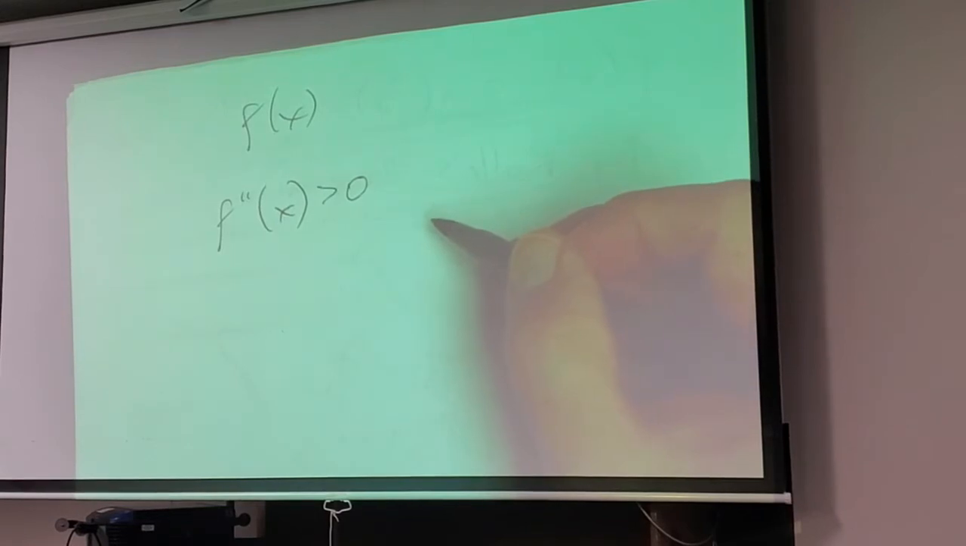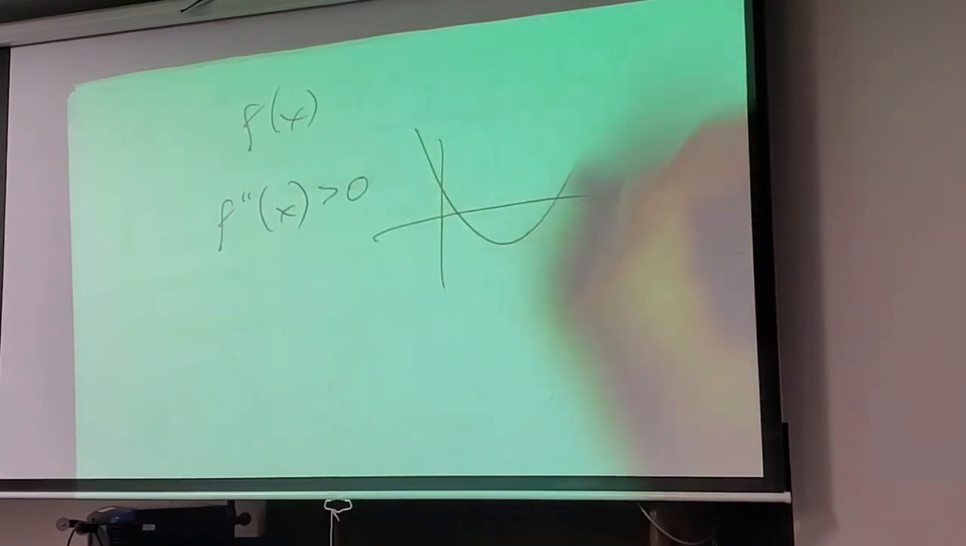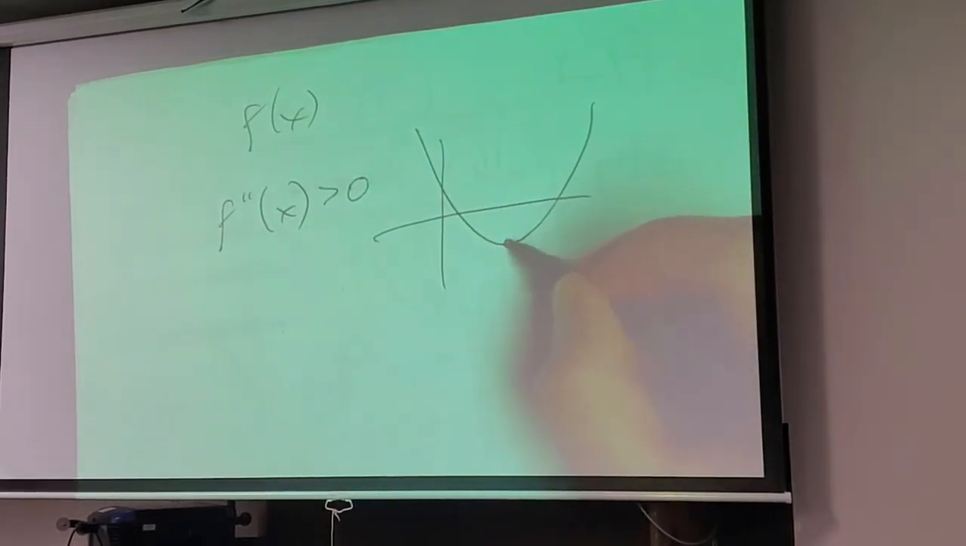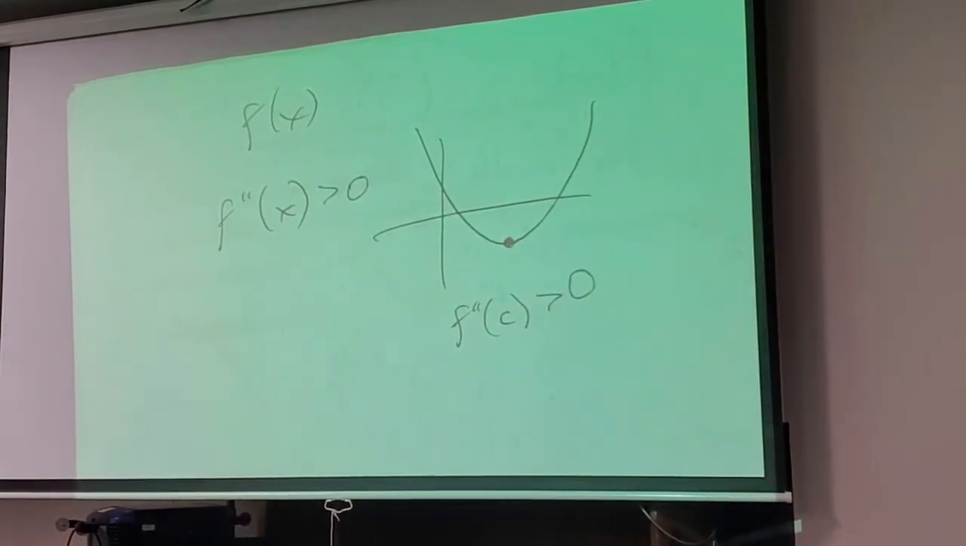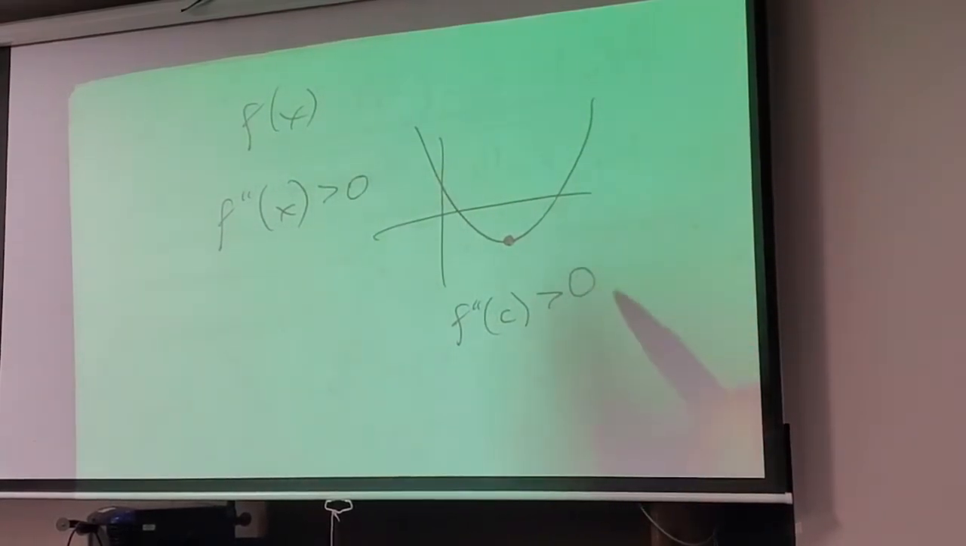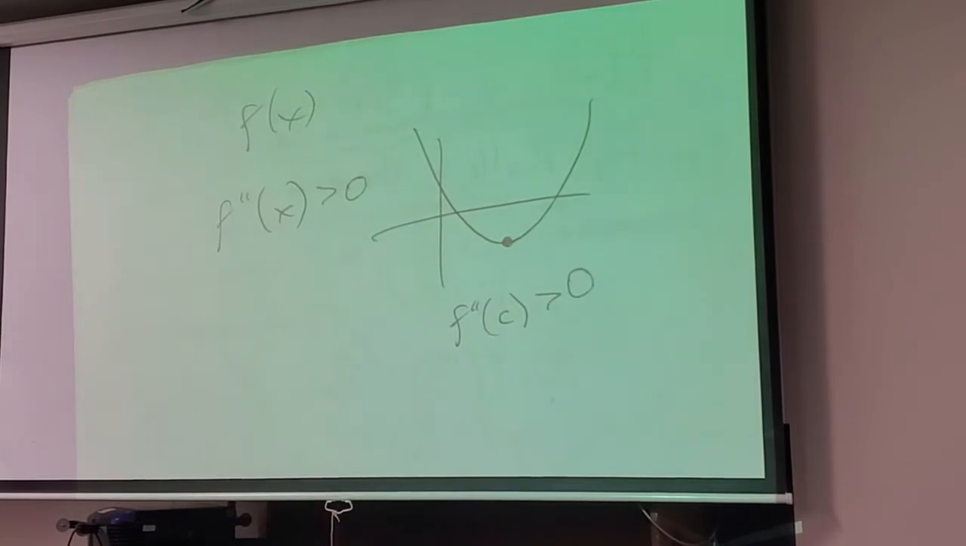Cup up, right? Cup up. If the second derivative at a critical point is greater than 0, what's true about that critical point? It is the location of a minimum. So if I'm cup up through a whole region and there's a critical point in there, it must be the minimum. So this is what the second derivative test is.